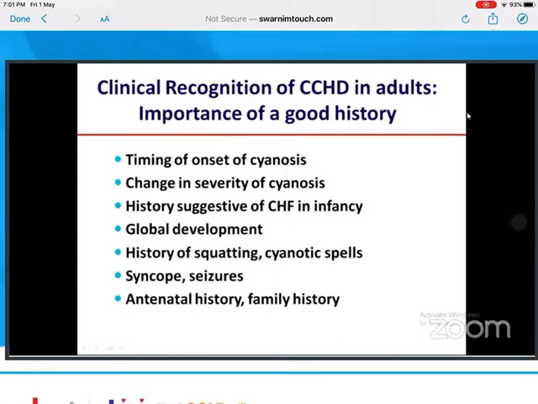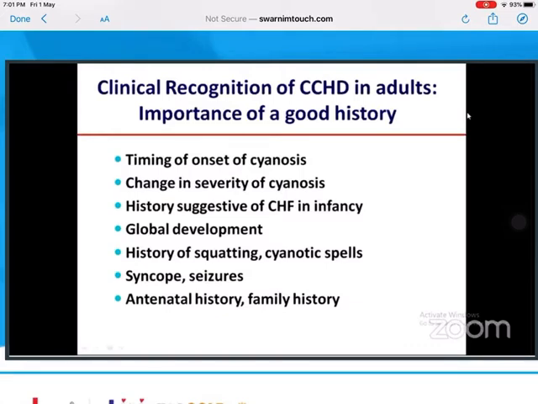And in adults, when we talk about history, I think this is what we need to ask. When did the cyanosis start? Has it been the same, or has it improved, or has it increased? Very importantly, if we want to differentiate tetralogy from Eisenmenger, then we need to ask specifically from the parents if there is any history suggestive of congestive heart failure in infancy, in terms of failure to grow, repeated chest infections, etc.